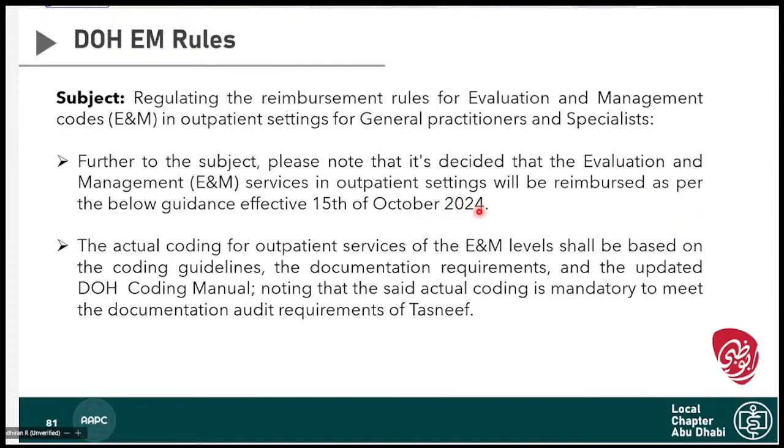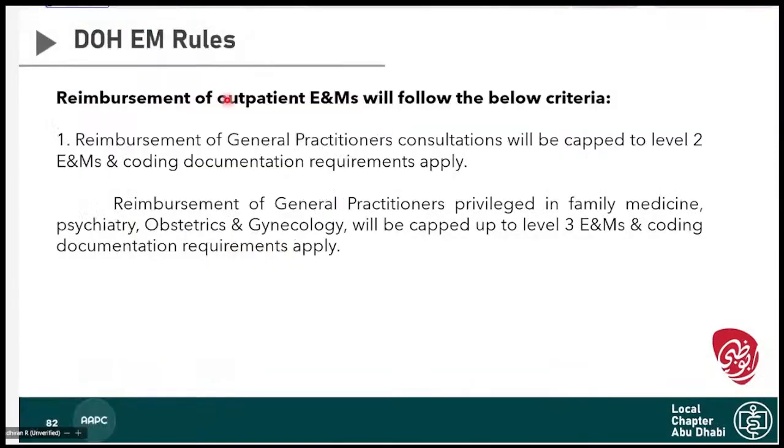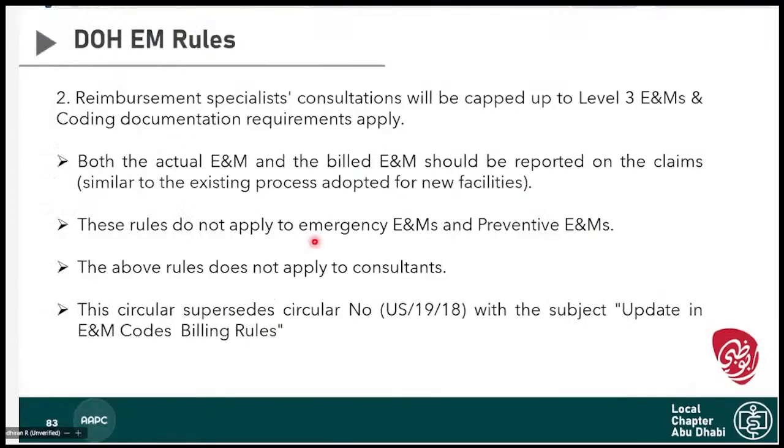The documentation guideline is that it should follow general coding documentation guidelines only, as per the TASNIF audit. However, for the general practitioner consultant, it will be capped up to level 2 only. The reimbursement of general practitioners will be involved for family medicine, psychiatry and OB-GYN providers. It will be capped up to level 3, and we can bill as per the reimbursement policy. Next is the reimbursement policy of specialty consultants, which we can also bill up to level 3.